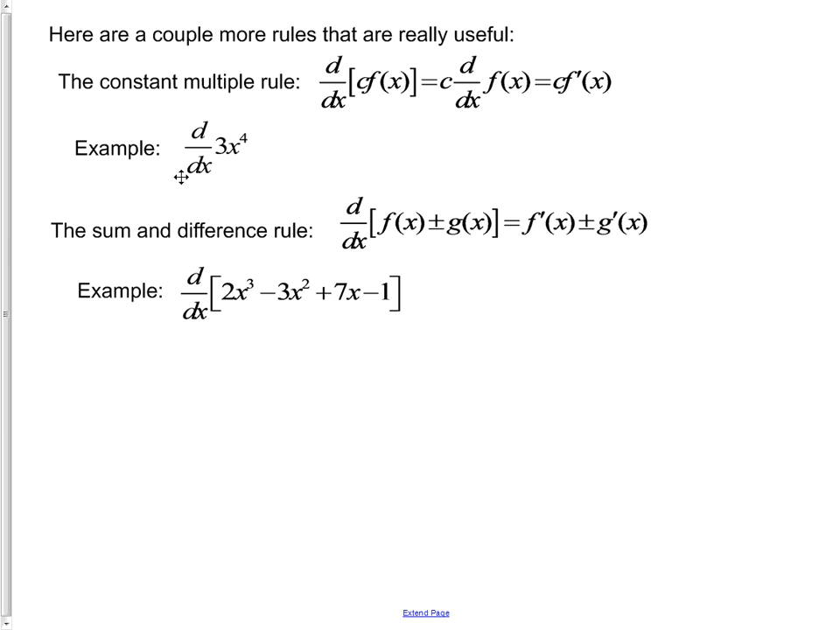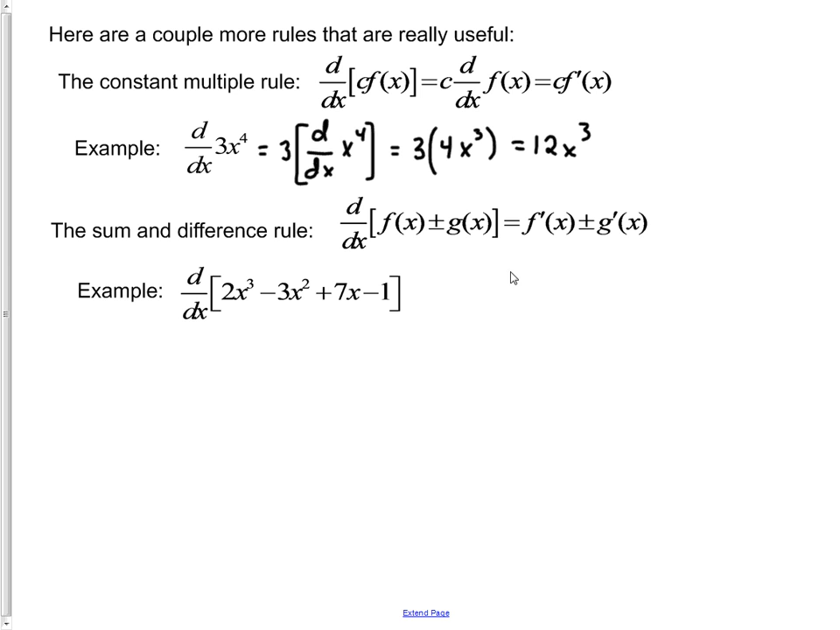So for instance, if I had an expression like the derivative with respect to x of 3x to the fourth, I'm going to treat this as 3 times whatever I would get from my derivative with respect to x of x to the fourth power. If I work that out, that becomes 3 times the derivative of x to the fourth power. The power rule we said was 4 times x to the third power. And so we would multiply our constants together and simplify this as 12x to the third.